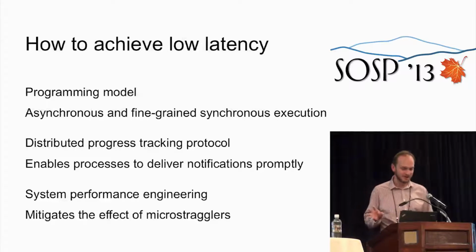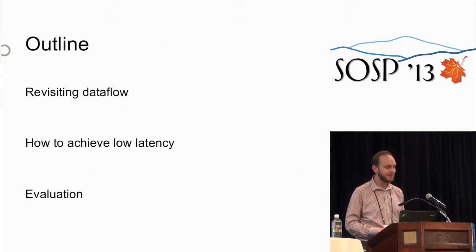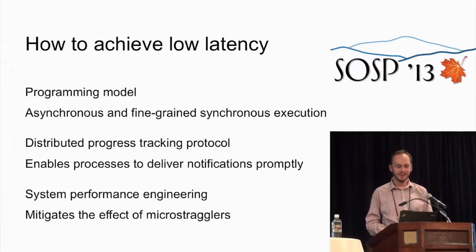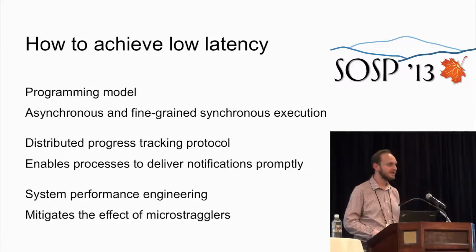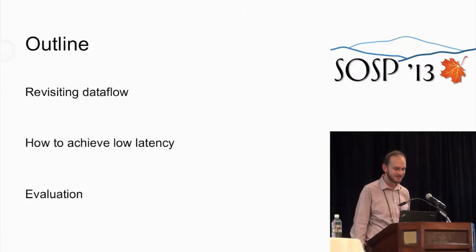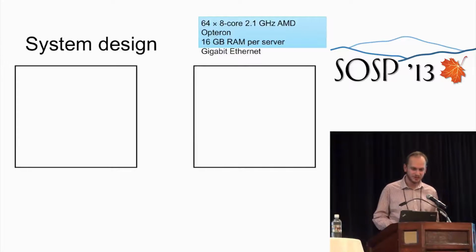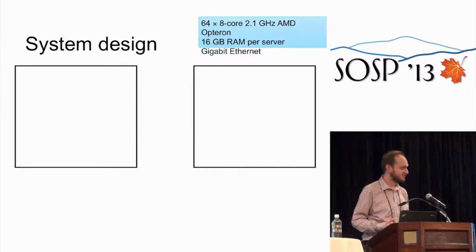So to sum up this part of the talk, I've shown you how we achieved low latency in Naiad through work at many different levels. By defining an efficient programming model, developing a scalable distributed protocol, and by engineering the system to make the underlying primitives efficient. Now I can get down to some numbers to see if what I said is true. So to tell you about the evaluation, I have to describe the system architecture first.